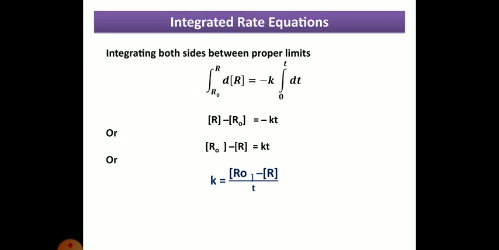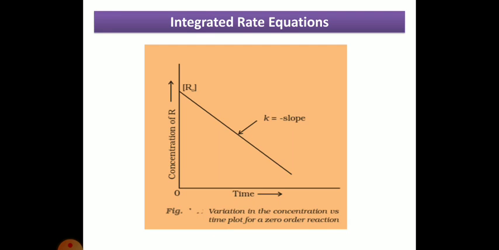Now we can also write this equation in terms of k. So what term are we getting here? Concentration of R0 minus concentration of R divided by t, because we have taken t to the other side of this equation. Now friends, we are going to plot a graph for a particular zero order reaction.